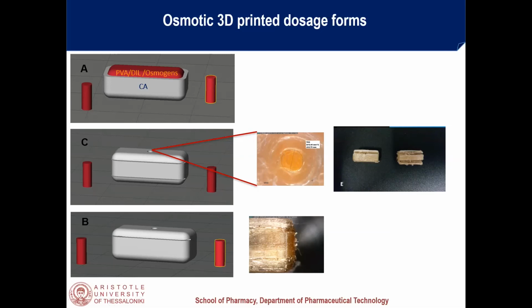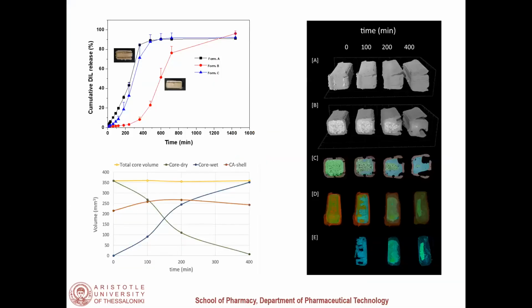We did again release studies, and what we obtained from the release studies was that for form A, which was the tablet that could open from both sides, and form C, which was the tablet with no cover on the top, more or less we had a fast release during the time scale of 200 minutes, and then we had a steady state. The release profile was a little bit different in the case of the tablet with only one opening from the top.